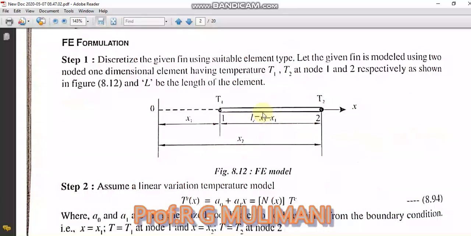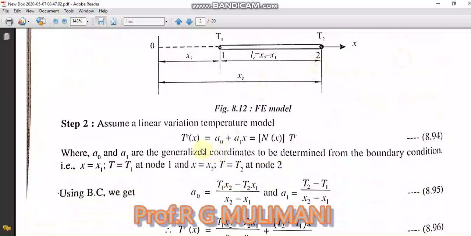Okay, the whole fin is considered as one element. So the temperatures are T1 and T2 at node 1 and 2. You already know how to find the shape functions for the linear element. Interpolation functions are used here. T equal to a0 plus a1x. At x equal to x1, T is T1, and at x equal to x2, T is equal to T2. Then you need to find a0 and a1. After finding a0 and a1, again you substitute in this equation.